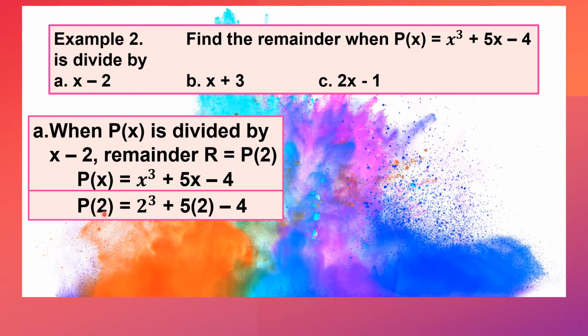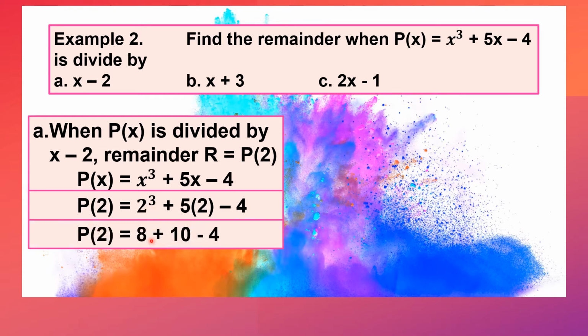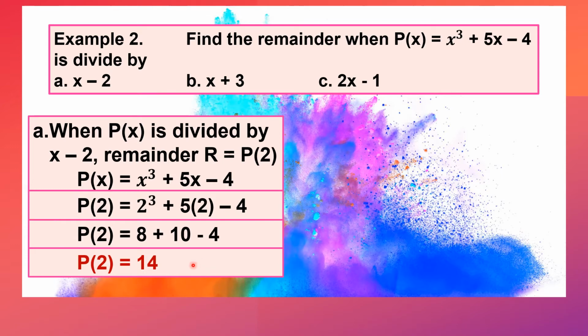So we have now p of 2, change x into 2, so we have 2 cubed. 5x, change x into 2, so we have 5 times 2, then minus 4. Simplifying this, we have 2 cubed is equal to 8. 5 times 2 is equal to positive 10. Then minus 4. Simplifying it further, we have 8 plus 10 minus 4 is equal to 14. Thus, our remainder is 14.